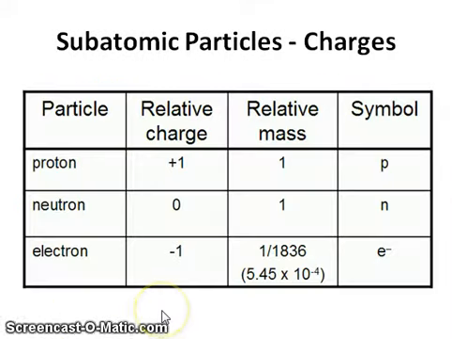So here, a recap of what we know. The relative charge for the proton, again, +1, neutron will be 0, electron -1. Remember we said that the mass for the proton and the neutron is almost the same. However, the electron will be much lighter. It is about 2,000 times lighter than a proton. And finally, we have the symbols. Proton will be P, neutron will be N, and the electron will be E with a negative sign.